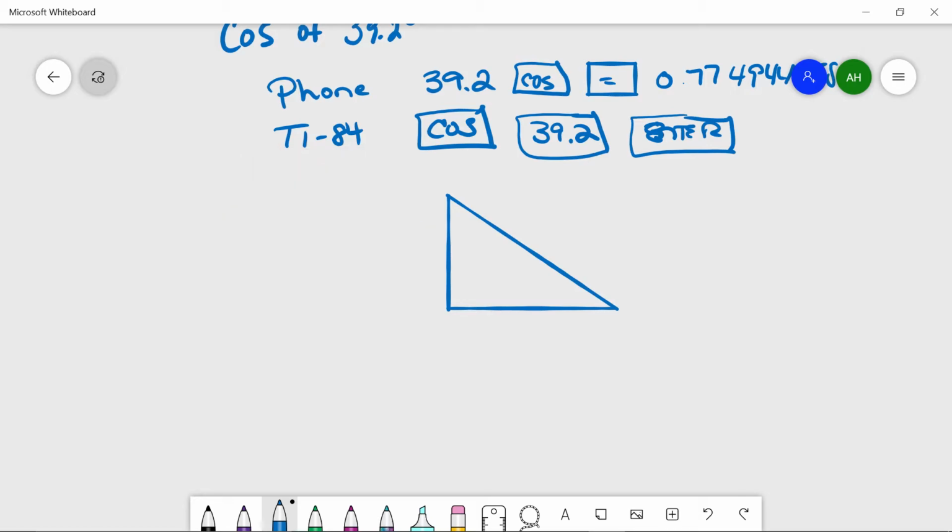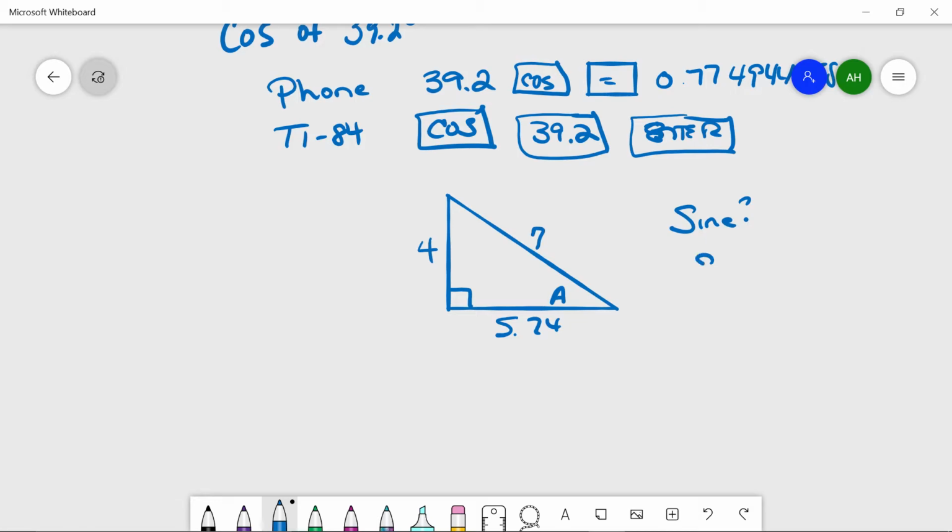Okay, so here is a right triangle. This, by the way, only works with right triangles. I have this angle over here, A, and that's what they're wanting you to solve for. They're giving you the three different sides, and they're telling you to find the sine. So they're asking you, what is the sine?